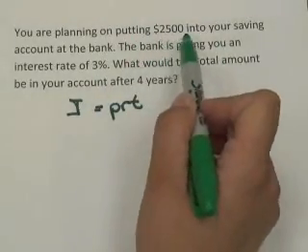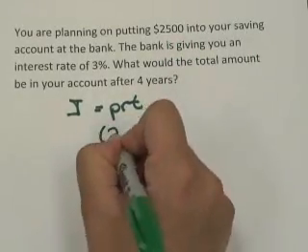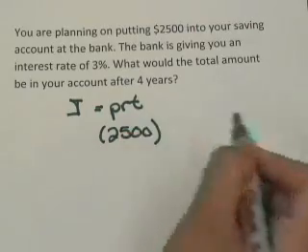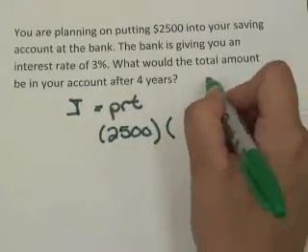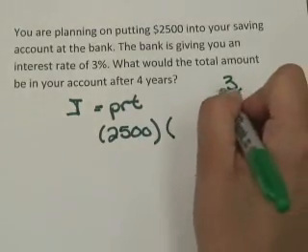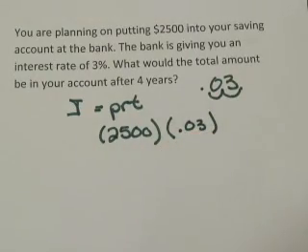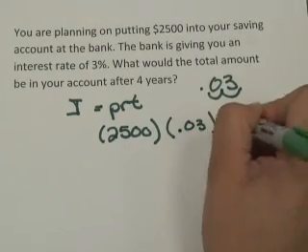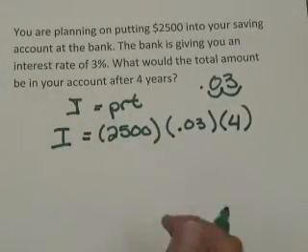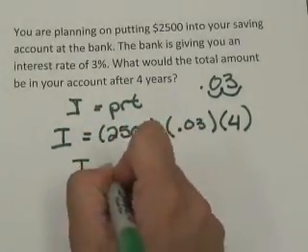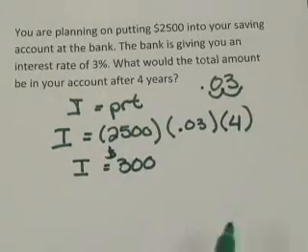I plan on putting $2,500 into my savings account. So that would be the principal. I'm getting a 3% interest rate, and again 3% needs to be changed to a decimal by moving the decimal 2 places. So 3% is really 0.03 as a decimal, and the total amount of time is 4 years. Now after you calculate all this, you will get the interest is $300.